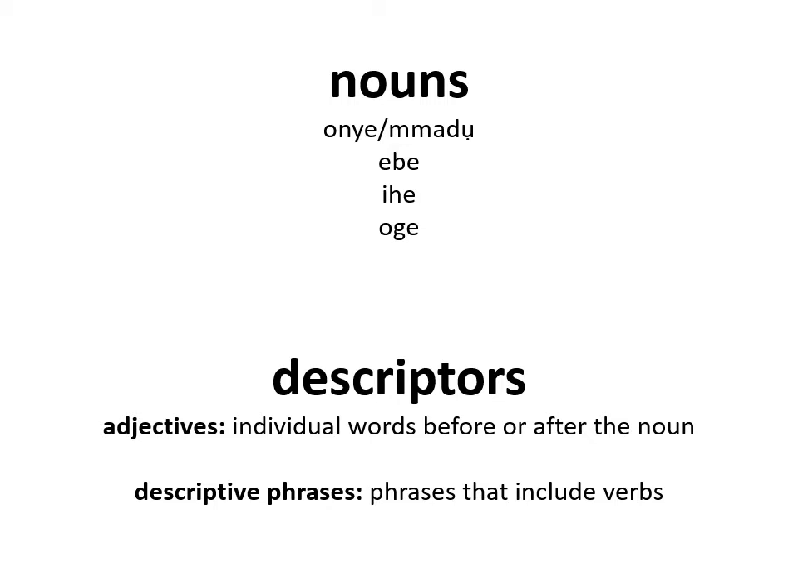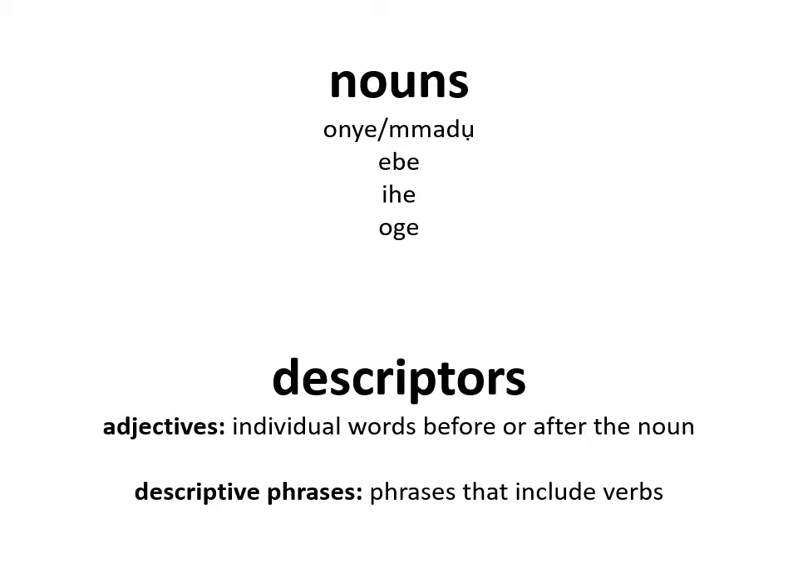And then descriptors. I've already mentioned that we're going to look at adjectives, and by adjectives, I mean individual words that come before or after the noun. Usually in Igbo, adjectives come after the noun, which is the opposite of English. But we actually have some adjectives that do come before the noun, and that matches up with English. For the most part, though, most Igbo adjectives come after the noun. And then, as I mentioned, we'll look at descriptive phrases, which are phrases that include a verb. So you're using a verb and other words to say an entire phrase that describes something, because sometimes you just don't have a single word that gives the description that you want.